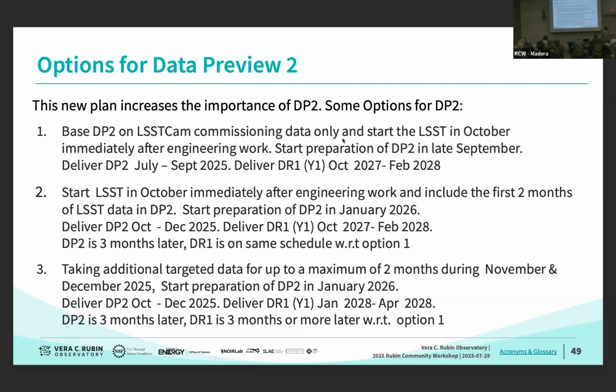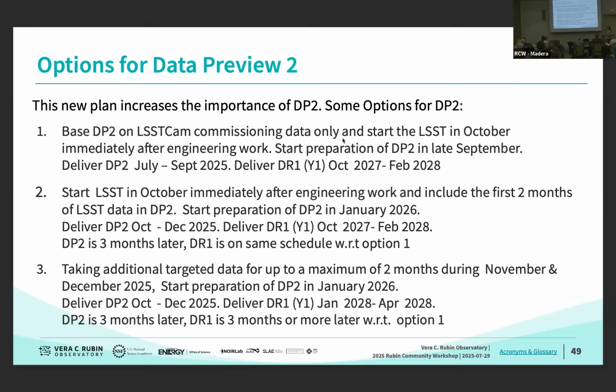The first is that we base DP2 on the LSST Cam commissioning SV data and all science grade data as already planned. And we start the LSST survey in October as planned, immediately after or very soon after the engineering work, and we enter operations. We start preparation of Data Preview 2 in late September, and we deliver DP2 somewhere in the July to September timeframe, and we deliver a year 1 Data Release 1 in the October 27 to February 28 timeframe. This is essentially the plan at the moment. We start the LSST shortly after we get into operations.